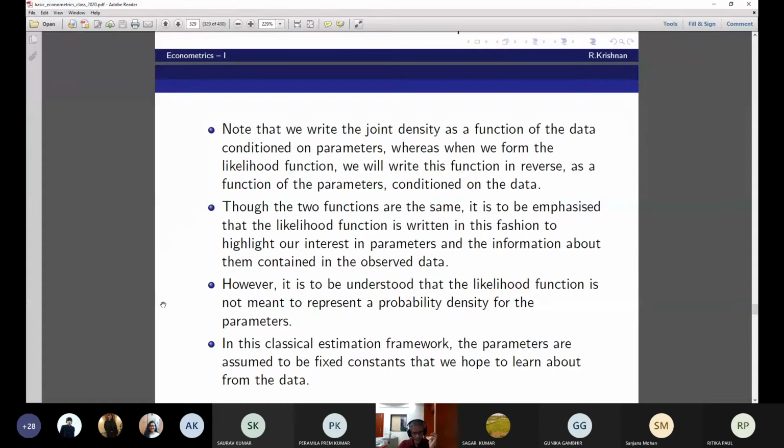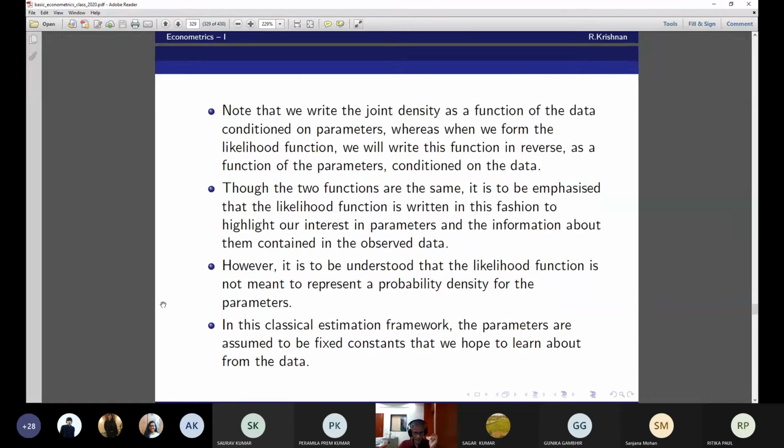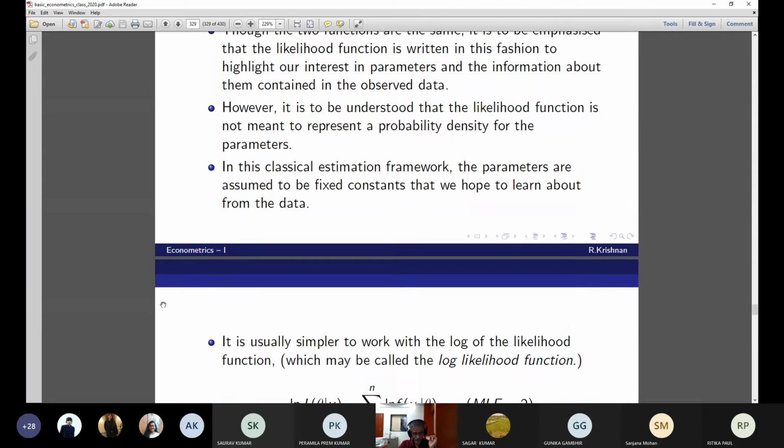In the classical estimation framework, the parameters are assumed to be fixed constants that we hope to learn about from the data. The same thing happens in the classical estimation framework. No matter whether it is Bayesian, or least squares, or maximum likelihood, there are some unknown constants which we would like to estimate. There must be unknown or fixed constants that we hope to learn about from the data.